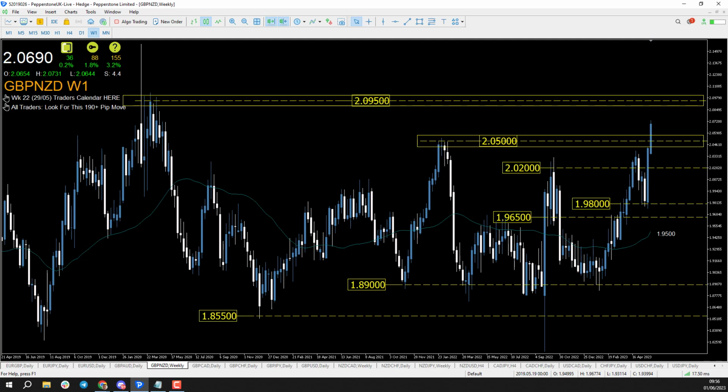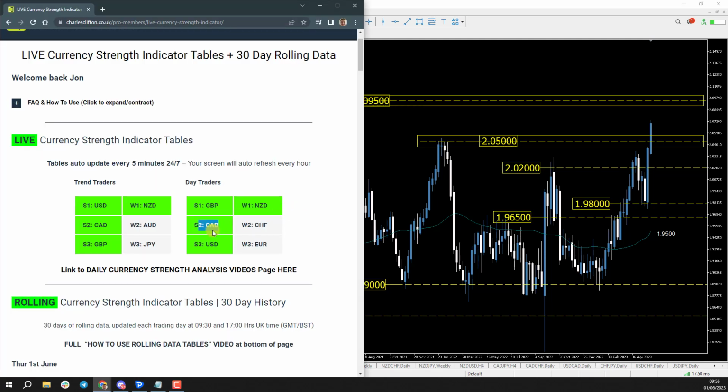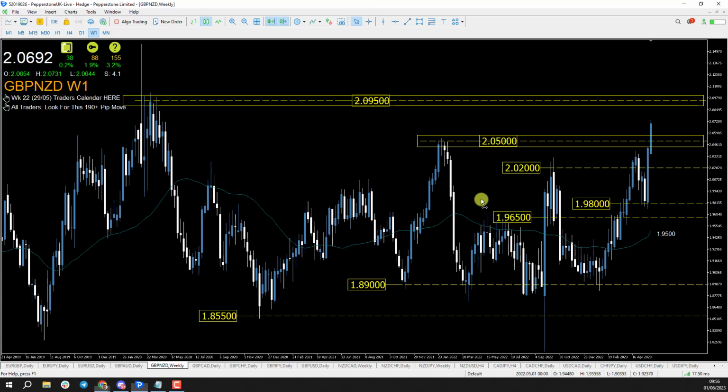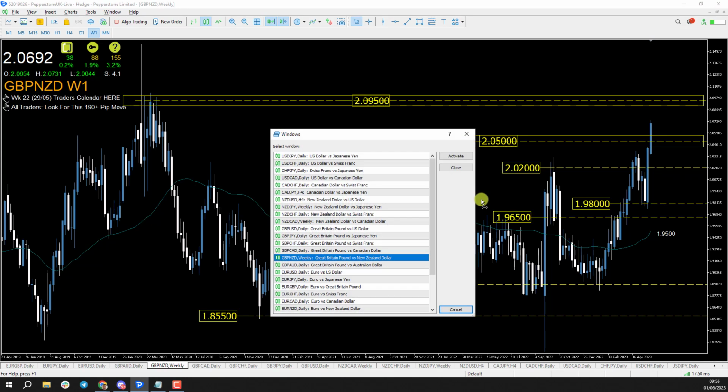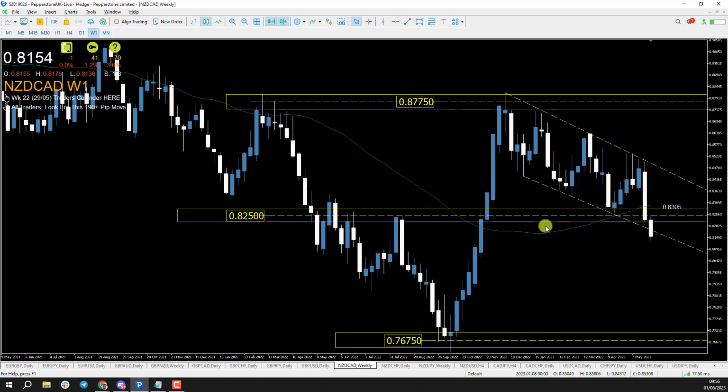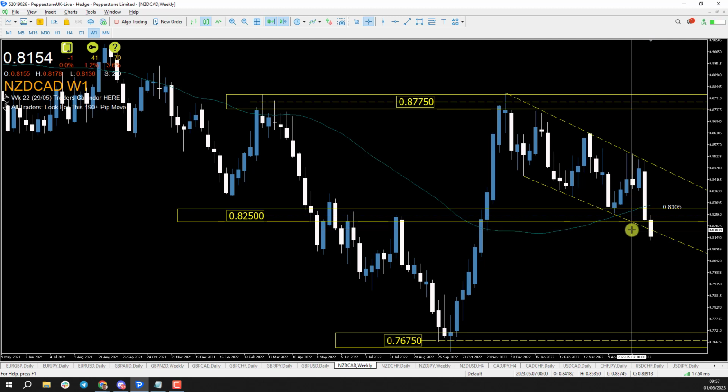Another chart of interest then is Kiwi CAD. We can see CAD remaining strong on these tables. So if I just open up the Kiwi CAD chart here, again just looking at that weekly time frame, it's telling us that we should be looking to be short this market, and we're actually trading through a bit of an area of support at the moment.